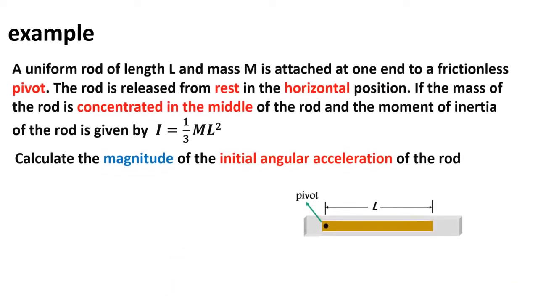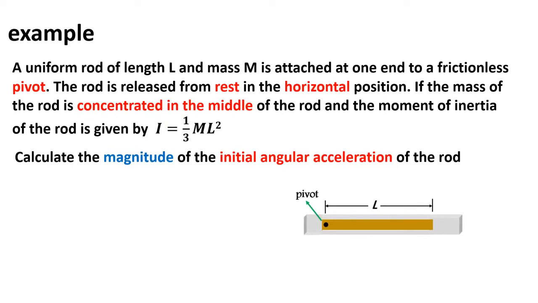Example. A uniform rod of length L and mass m is attached at one end to a frictionless pivot. The rod is released from rest in the horizontal position. If the mass of the rod is concentrated in the middle of the rod and the moment of inertia of the rod is given by I equals 1/3 times m times L squared, calculate the magnitude of the initial angular acceleration of the rod.